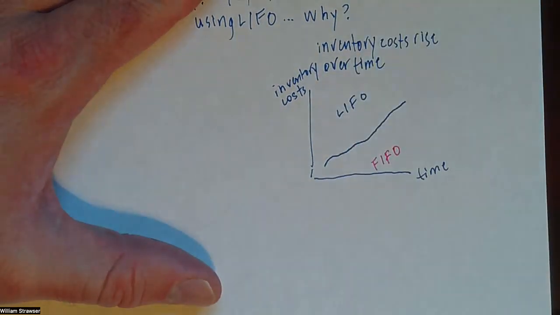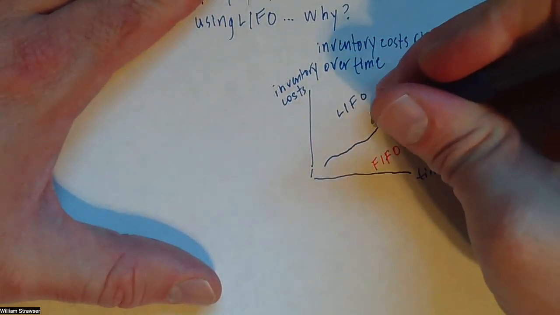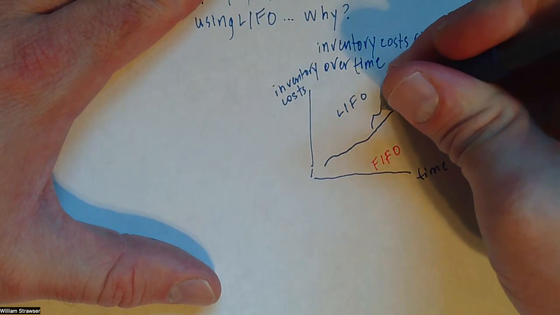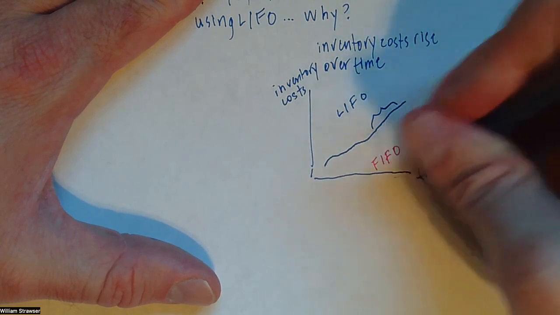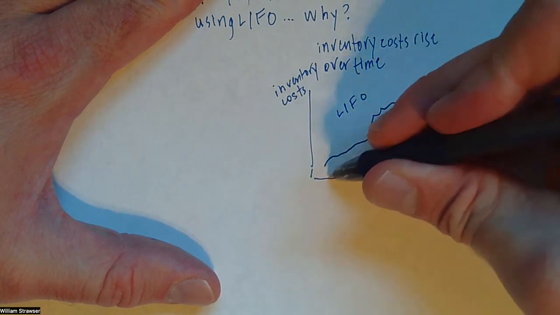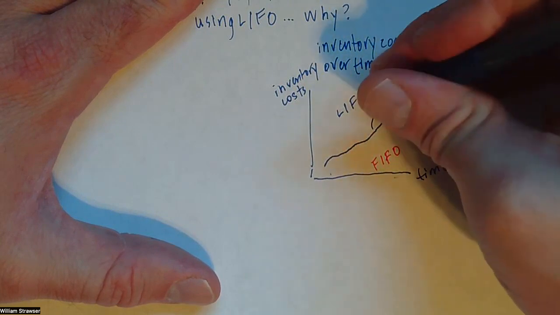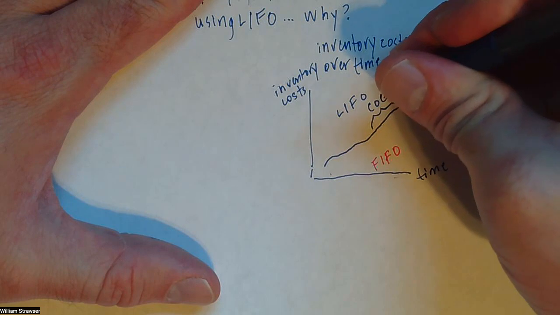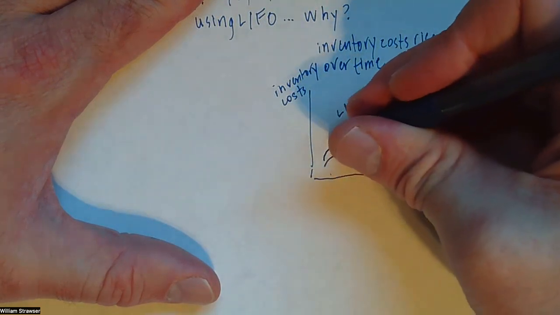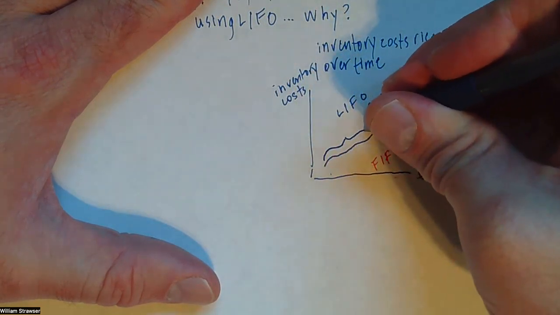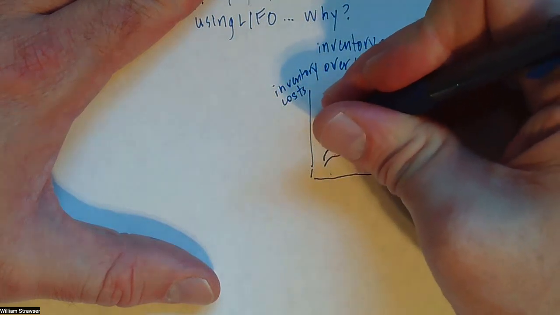So on the top, that means LIFO is going to put the more recent costs, because this is time. If we purchased here and here and here and here, these are the more recent purchases. Those are going to cost of goods sold. And then LIFO would treat the rest of these as inventory.